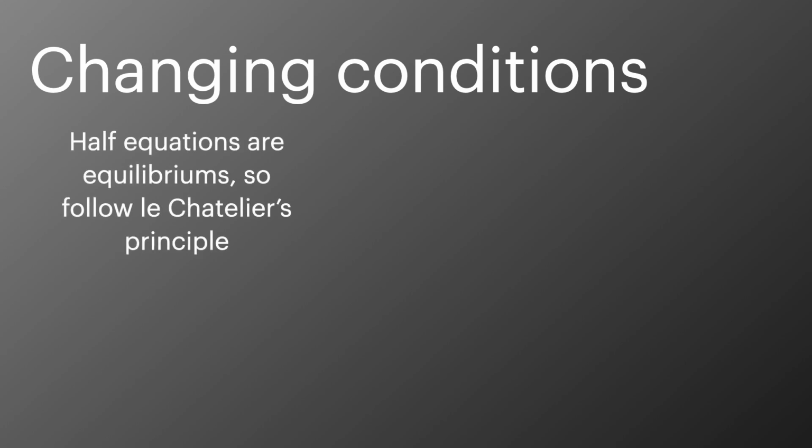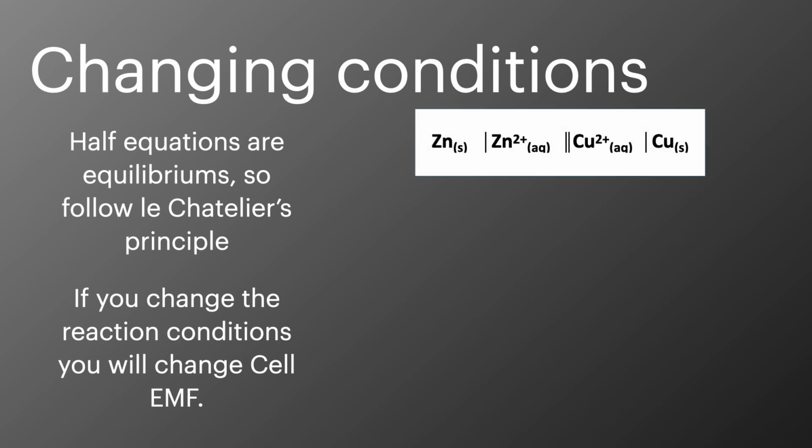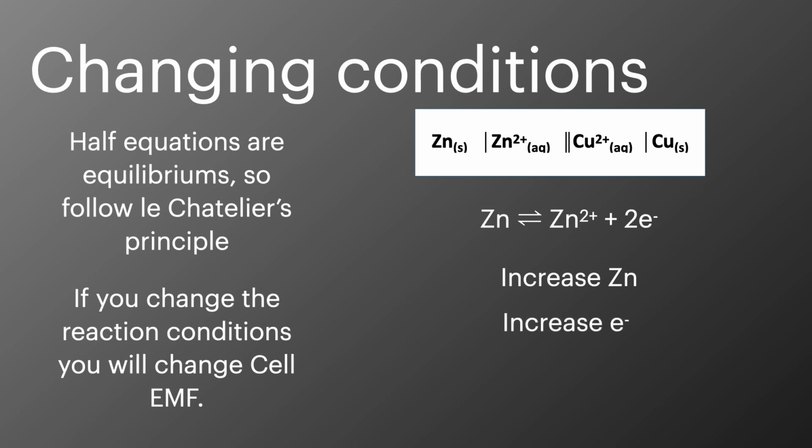We can also change the reaction conditions of the half cells, and this has an impact on the overall electrochemical cell. Half equations are equilibriums, so they follow Le Chatelier's principle. If you change the reaction conditions, you'll ultimately change the cell EMF. If we look at this example of a zinc cell with a copper cell, and we just focus on the zinc for a minute, if we increase the amount of zinc, we'll increase the number of electrons, because as we increase the amount of zinc, Le Chatelier's principle will shift to the right and produce more electrons. This will of course increase the cell EMF because we'll now be pushing more electrons into the circuit and pushing more electrons over onto the copper side.